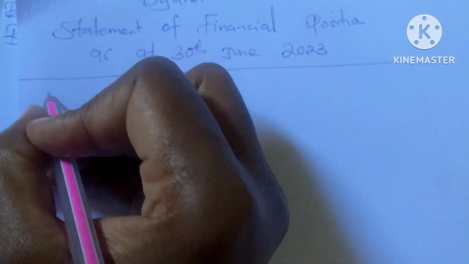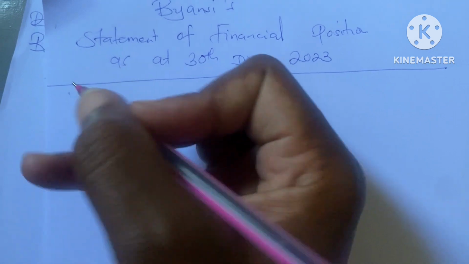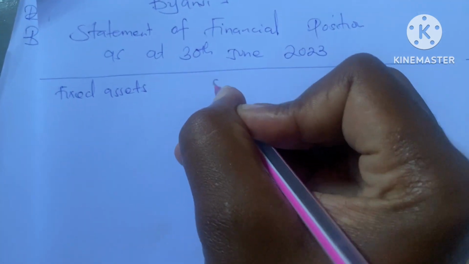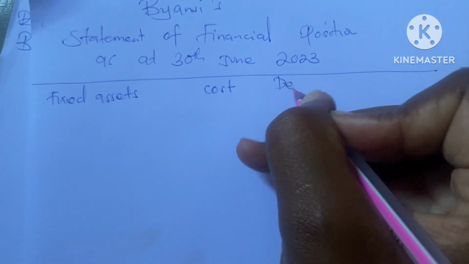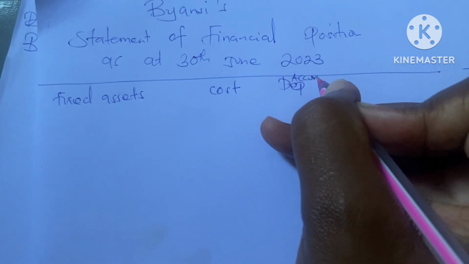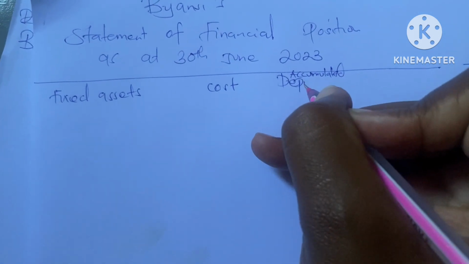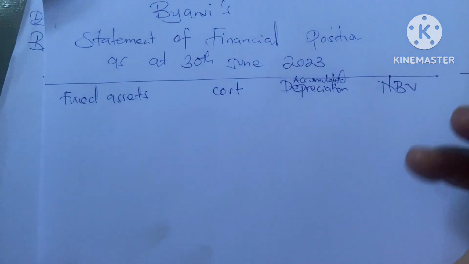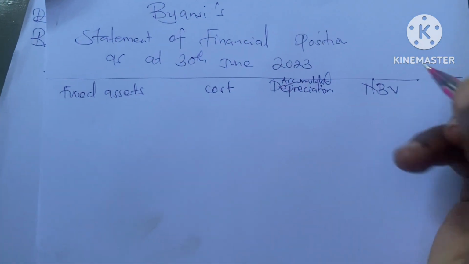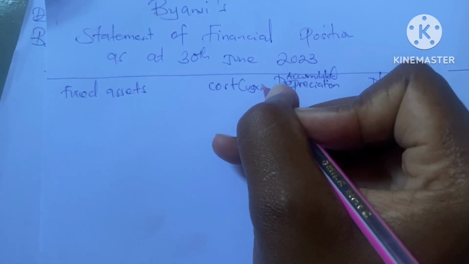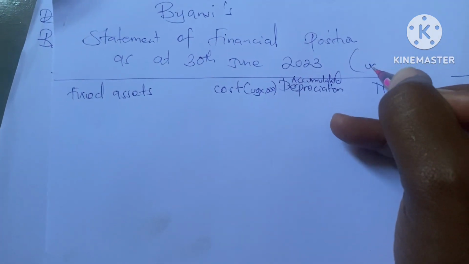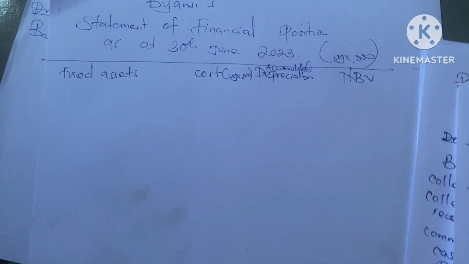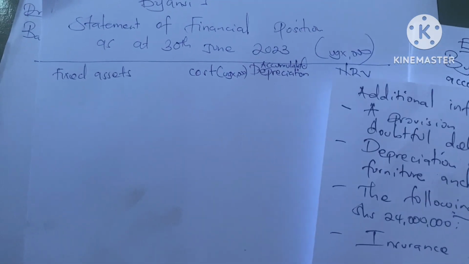So we always start with fixed assets. For the fixed assets, we have the cost, we have the depreciation or the accumulated depreciation, then the net book value or the NBV. They are all in UGX 3 zeros, or you can put it up here, UGX 3 zeros. So this was our question.